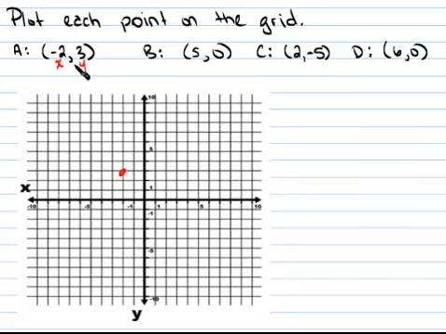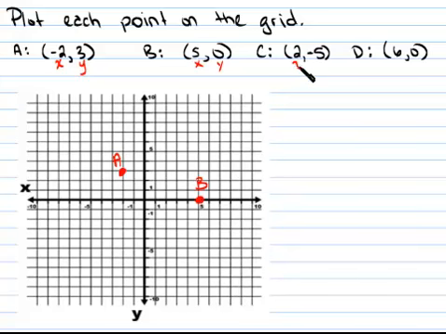So if you want to plot the point (-2, 3), locate the -2 on the x, locate the 3 on the y, and that's where that point would be. I'm going to call that A. Point B, if I want to plot that, says my x value is 5, so I locate my x value of 5, which is right there. I don't put a point there yet. Then I notice that my y value is 0, so I don't go up or down. I stay right there in this case, so that would be my point B.